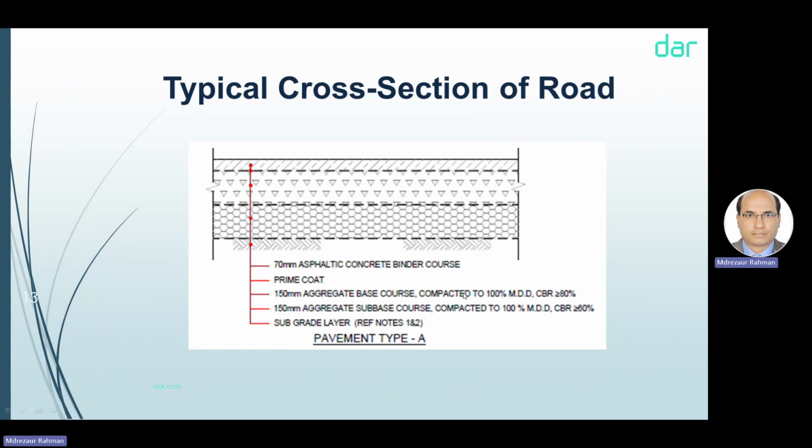If it's satisfactory, then we go for the prime coat. After the prime coat comes the 7 centimeter asphalt concrete binder course. In our project there is only one asphalt layer, which is the binder course.